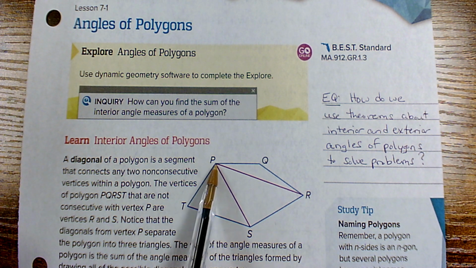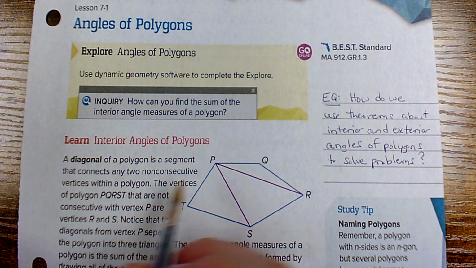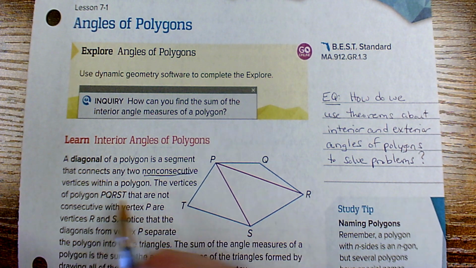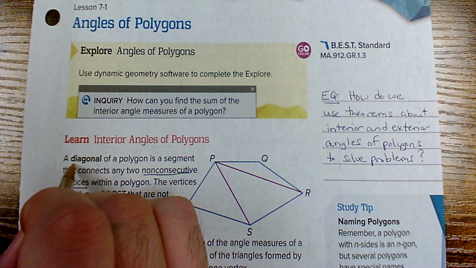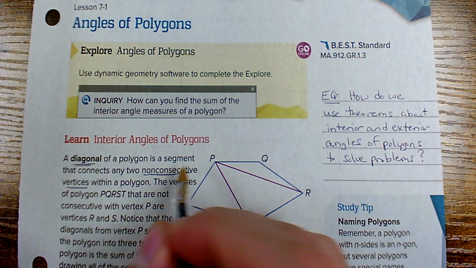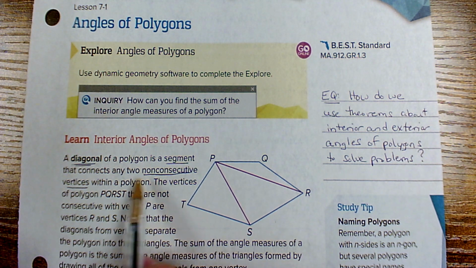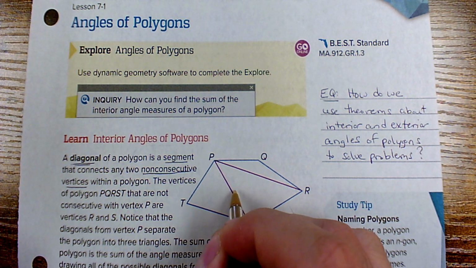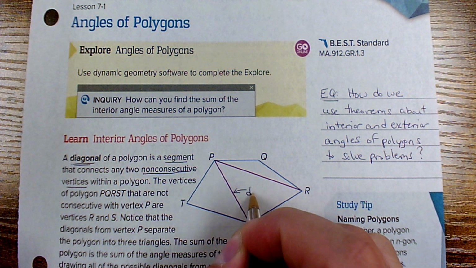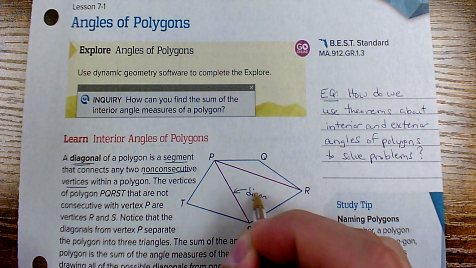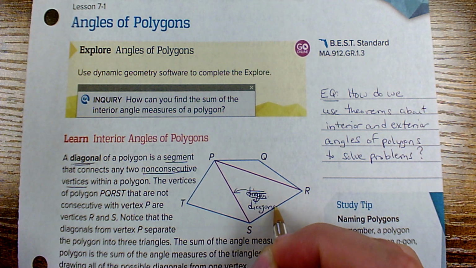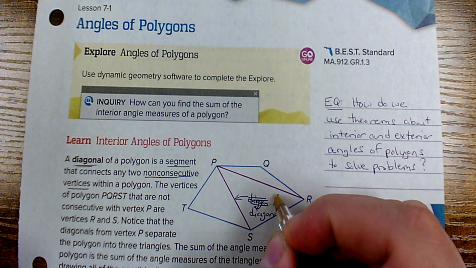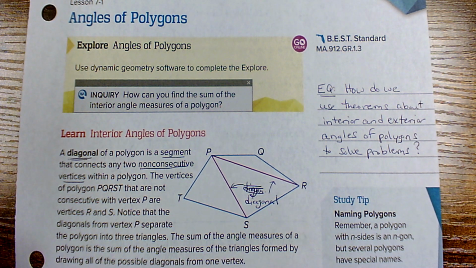Now, if you have a polygon, you can connect any two vertices that are non-consecutive. That's known as a diagonal. A diagonal is a segment that connects any two non-consecutive vertices. So this would be an example of a diagonal here. Let me rewrite that. The diagonal there, as well as here. Those are both diagonals.